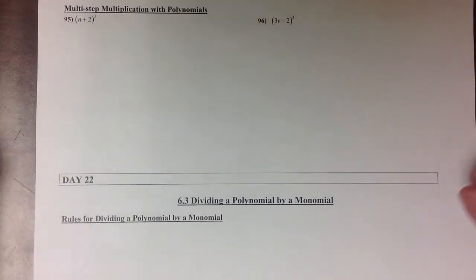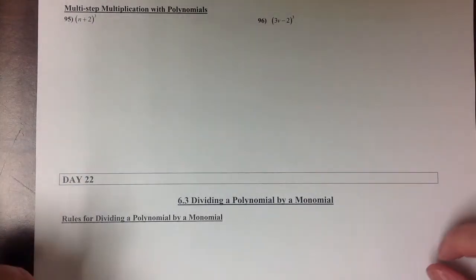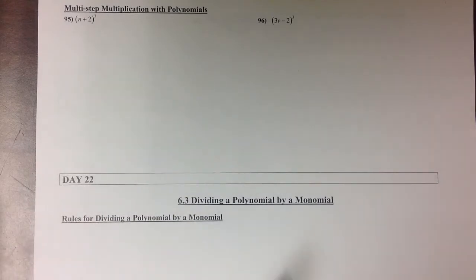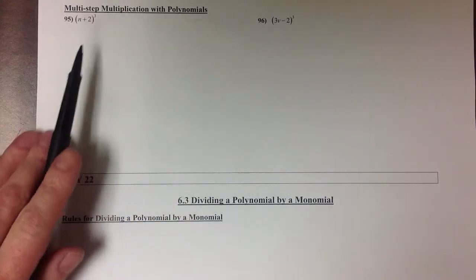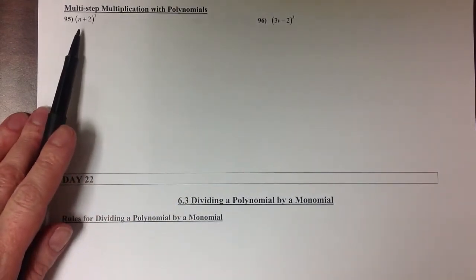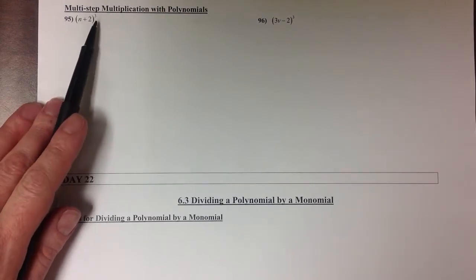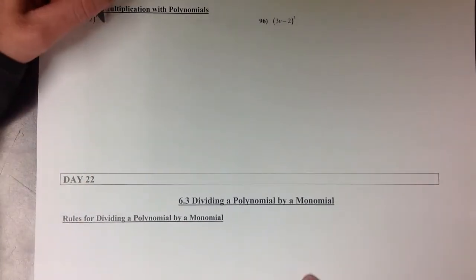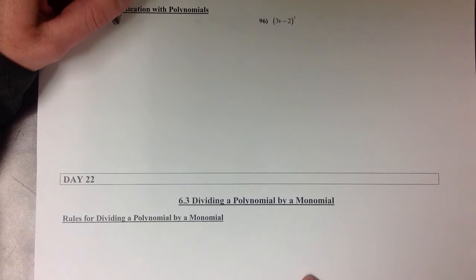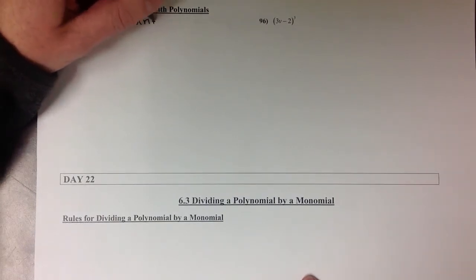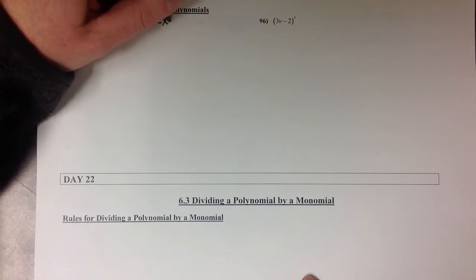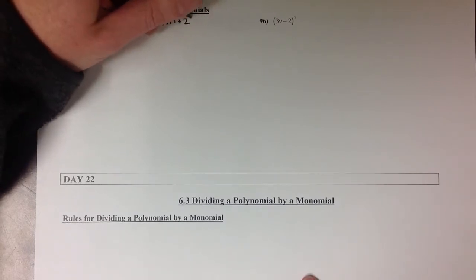The last type of multiplication that we cover in this section looks at problems that require some extra steps. So in this 95, we're doing n plus 2 to the third power. So what they're saying is take n plus 2 and multiply it by itself a total of 3 times.